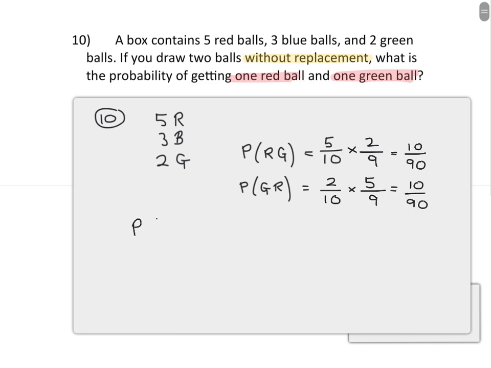So the probability of red and green in any order is going to be 10/90 plus 10/90, which equals 20/90, which is 2/9. I think it's 22.2%, that one.